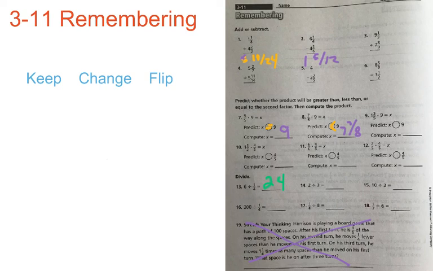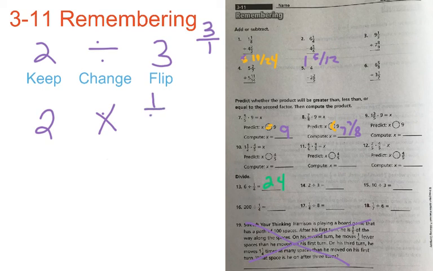We can take 2 divided by 3 and follow the same steps. Keep, 2 stays the same. Change, we move from divide to multiply. And then flip. Well, if 3 is written as a fraction, it's just 3 over 1, so I flip it and it becomes 1/3. In order to write 2 as a fraction, I'm going to write that 2 over 1. 2 times 1 is equal to 2, and 1 times 3 is equal to 3. And my answer is 2/3.